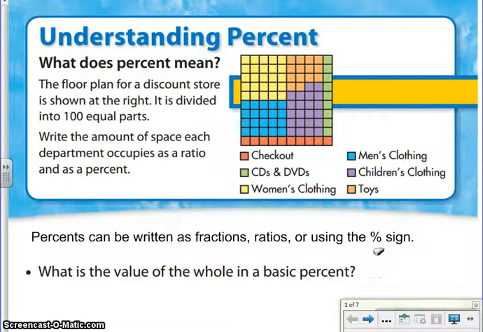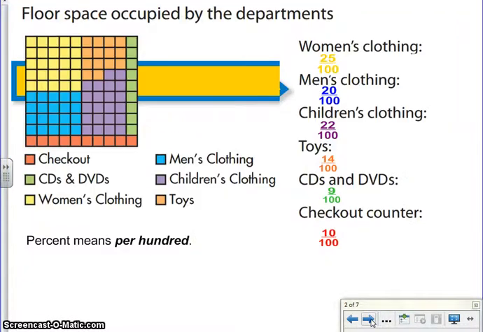Something that we need to recognize for today's lesson is the value of a whole in a basic percent, such as our math tests, is the number 100. Okay. So we are going to be working with the floor plan for a department store, and we're going to figure out the percentage that each department takes out of the whole. So here's our floor space. It's occupied by several different departments. It's a simple 10 by 10 grid, so we know that 10 times 10 equals 100. So we have 100 spaces in the area of our department store flooring.